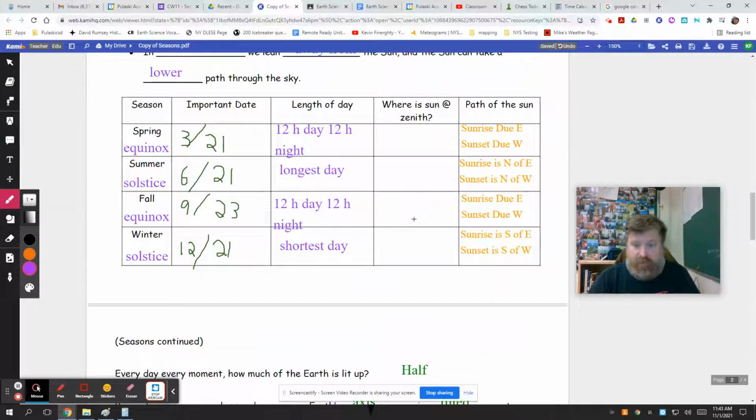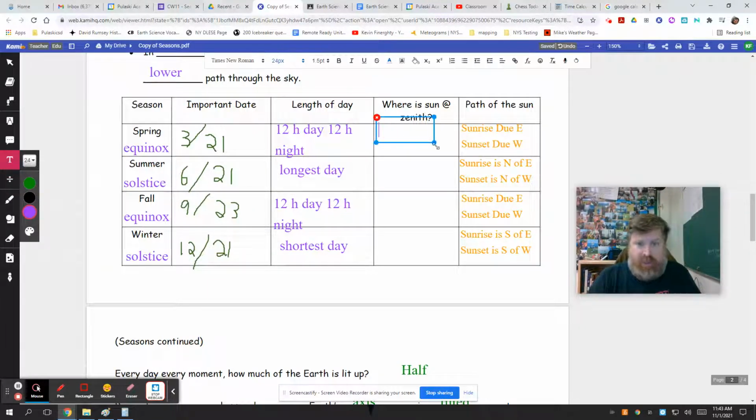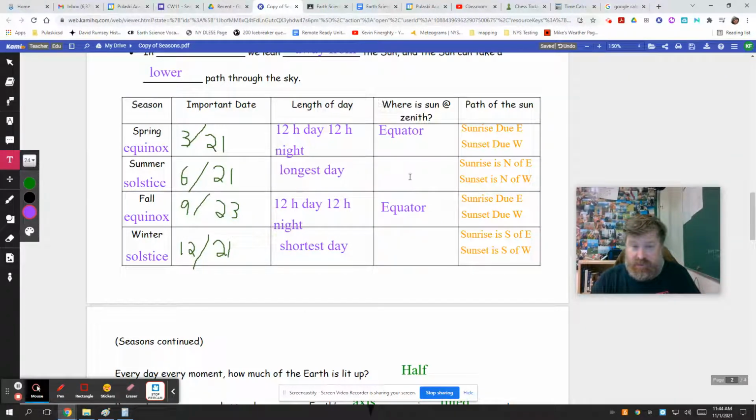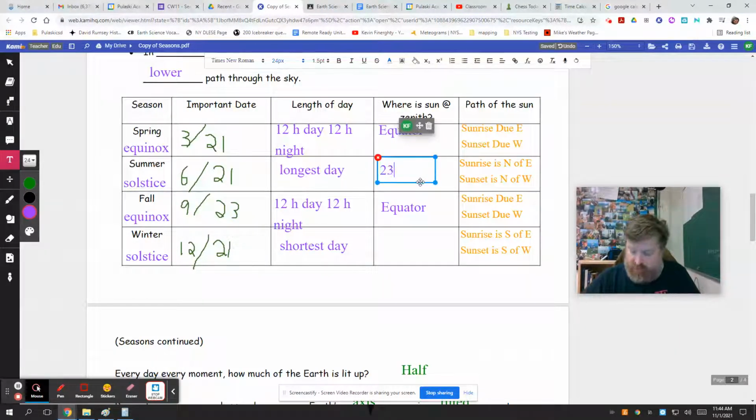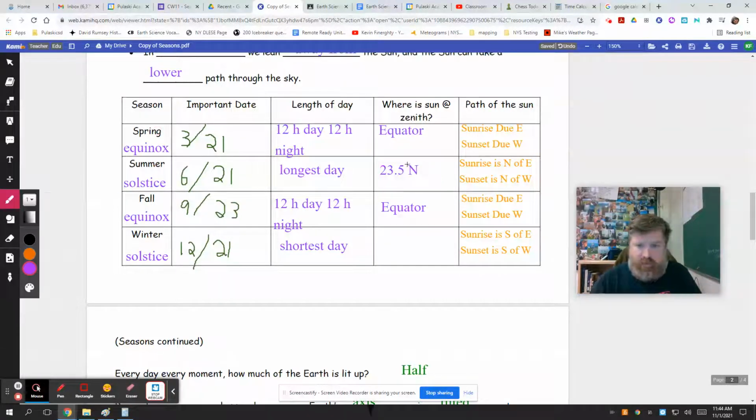So we'll throw those in right here. We talked about all those down below, but let's do it on this chart so that we only have one chart to do. Spring, let's do equinoxes are the easy one. Sun is at the zenith at the equator. Equator. Summer solstice, what we call our summer solstice, June 21st, is when the sun, it's got to be kind of closer to us because it's warm. So this is at 23.5 degrees north. We call the Tropic of Cancer.